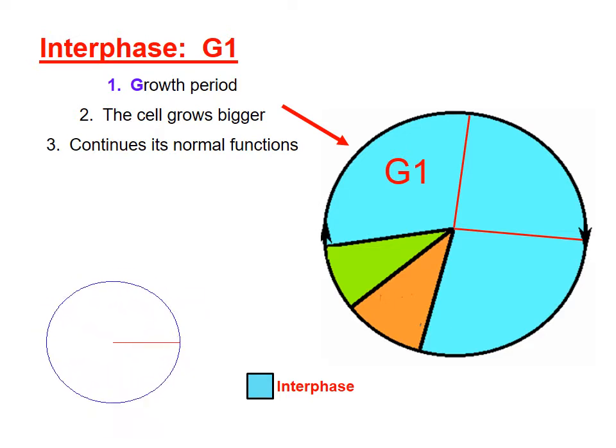G1 phase is really important for the cell because it also decides here if it wants to move on and create a new cell or if it wants to remain dormant, i.e. in G0, which is the dormant phase of the cell.